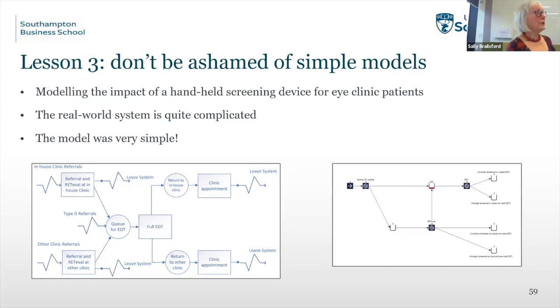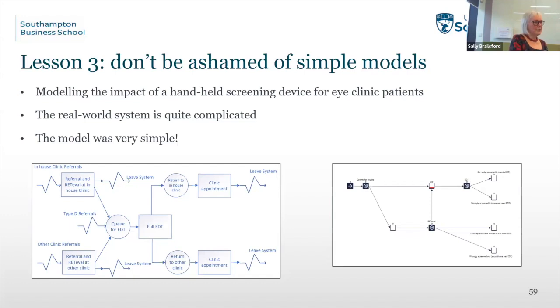There are more patients arriving than they've got clinic slots to do this. But also a lot of patients don't actually need it. So the idea of the handheld device is that anybody, a nurse in a clinic, could do this, and then those patients who don't need the EDT get treated somewhere else, and so that would bring the waiting list down. So the actual real world system is quite complicated.